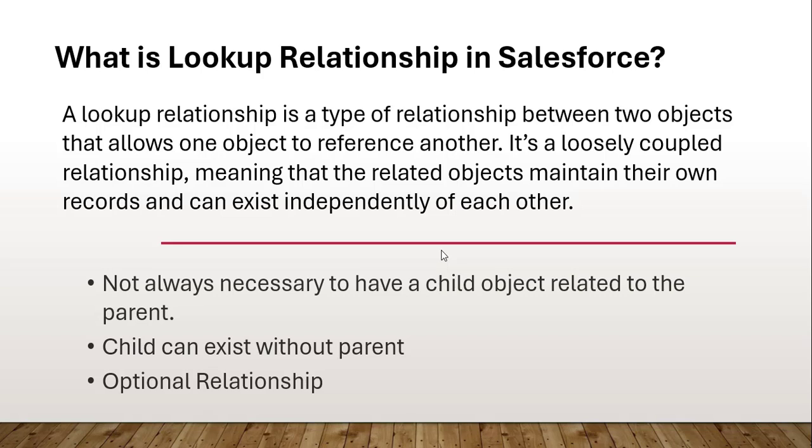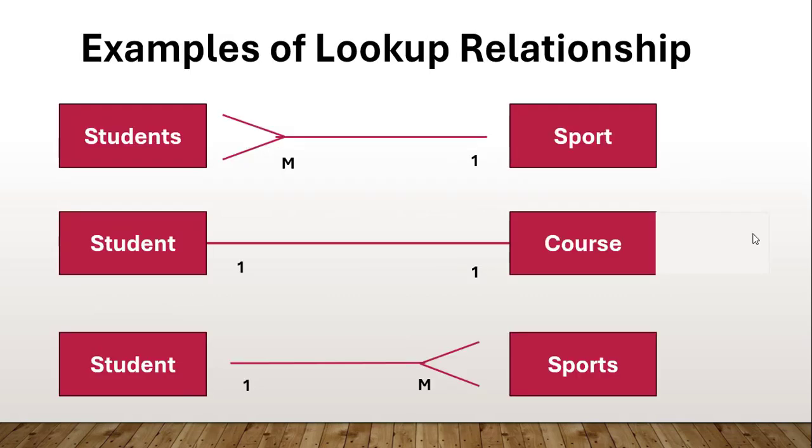Then the lookup relationship is an optional relationship. That means in the master data relationship, when we create the child record, we must select a parent record to assign to the child record. But in the lookup relationship, it's not necessary to always assign a parent object record to the child record. Then here are some examples.